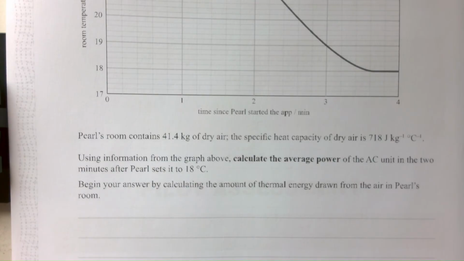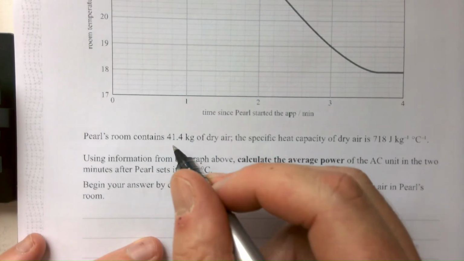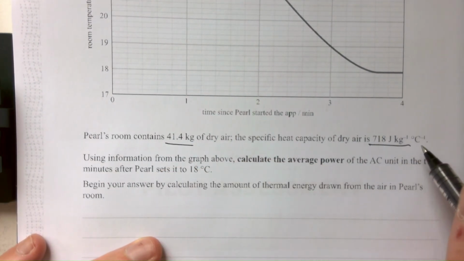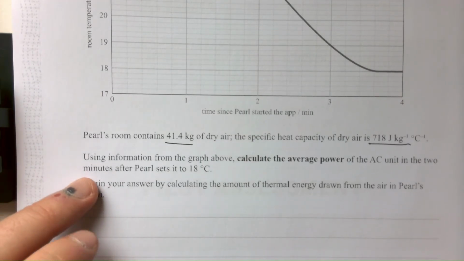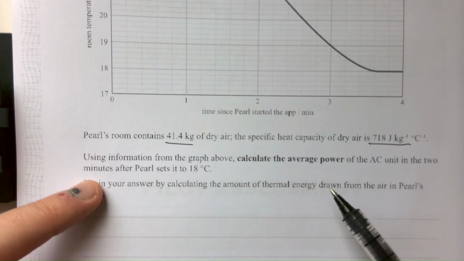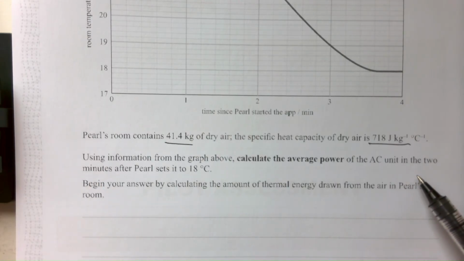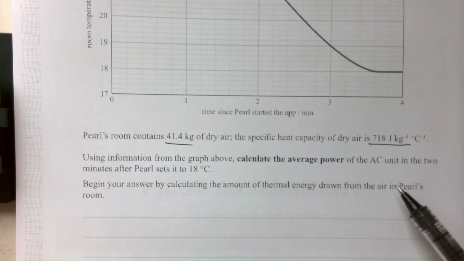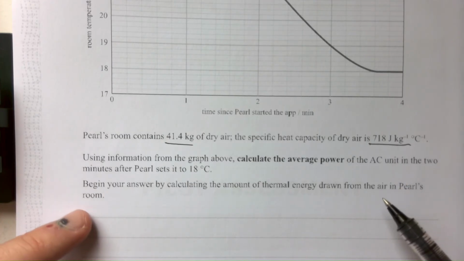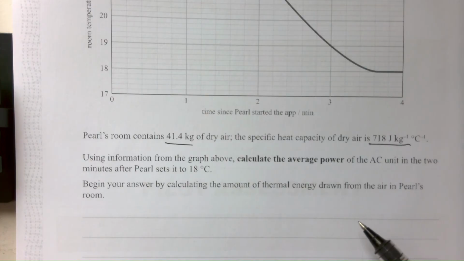Pearl's room contains 41.4 kilograms of dry air. The specific heat capacity of dry air is 718 joules per kilogram per degree Celsius. Using information from the graph above, calculate the average power of the AC unit in the 2 minutes after Pearl sets it to 18 degrees. Begin your answer by calculating the amount of thermal energy drawn from the air in Pearl's room.